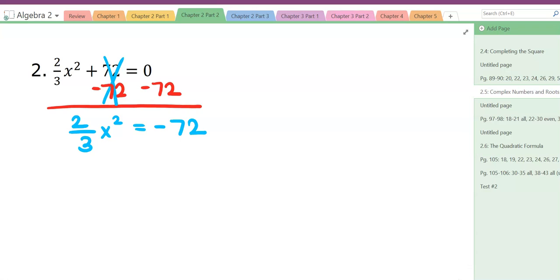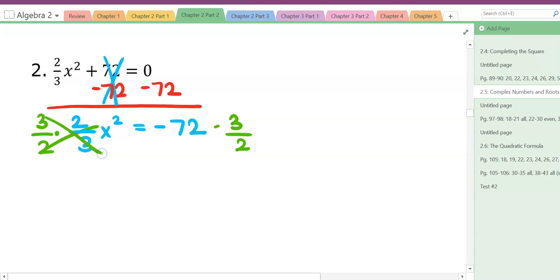Now, to get rid of this fraction 2/3, we've talked a lot about, especially in Algebra 1 when you guys were there, how if you're trying to get rid of a fraction, instead of dividing by a fraction, it's always multiplying by its reciprocal. So I'm going to multiply both sides by 3/2. That's going to get my x squared alone.